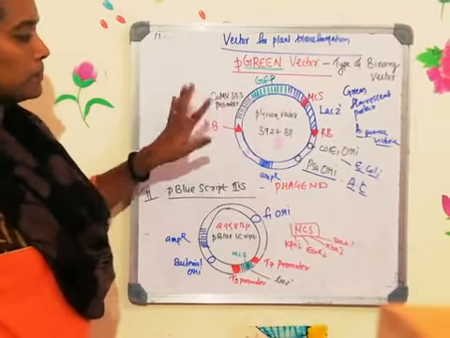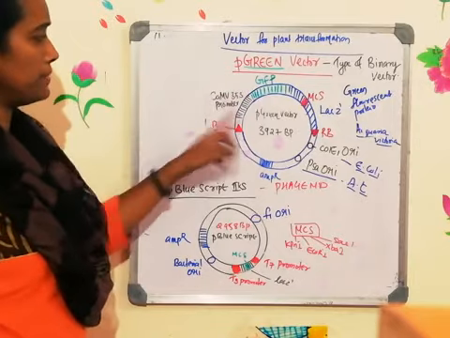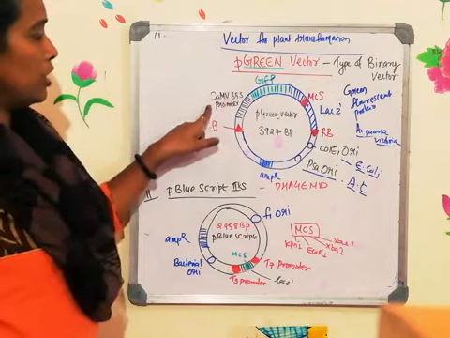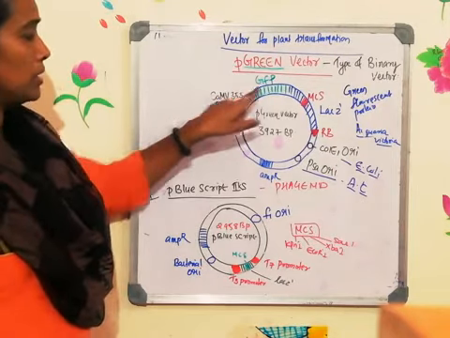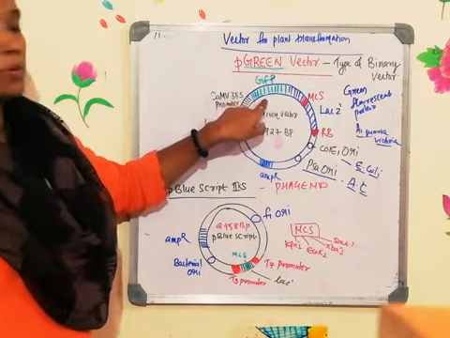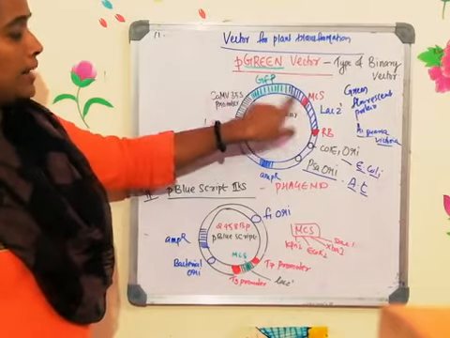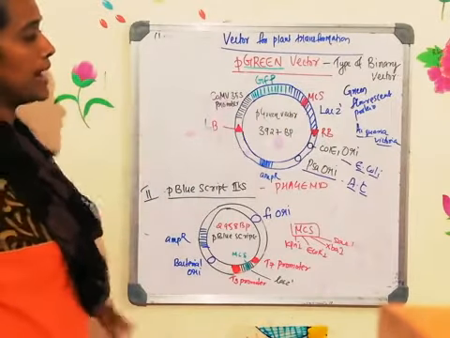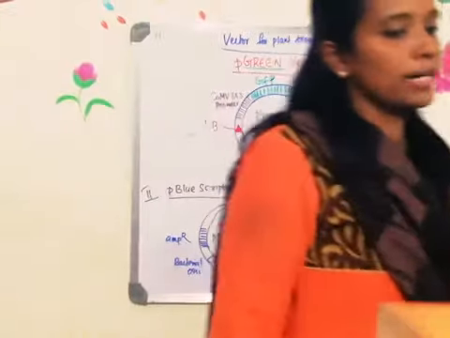And like any other Ti derived vector, it has two border repeats, left and right border repeat, and it has a cauliflower mosaic virus 35S promoter because that is the most efficient promoter, and green fluorescent protein. Because of that, this vector is called the P green vector, and lacZ-alpha gene with the multiple cloning site. Because of the presence of this lacZ-alpha gene, you can select the recombinant Agrobacterium.